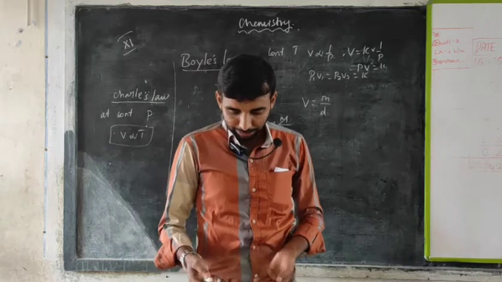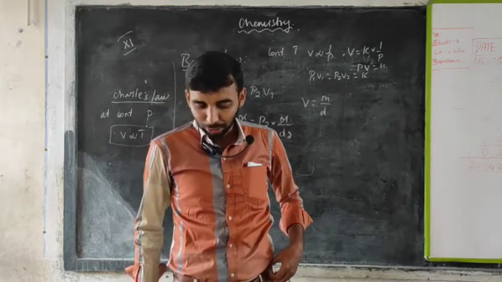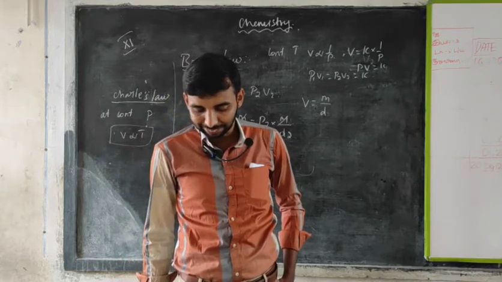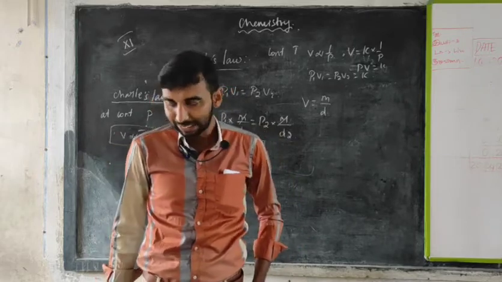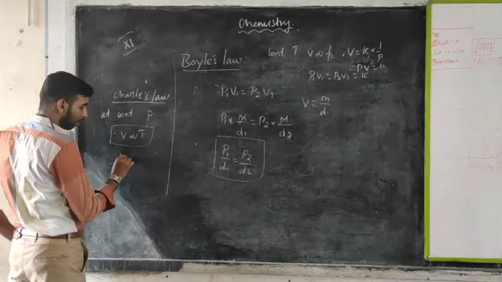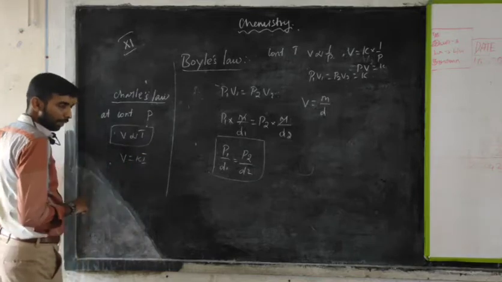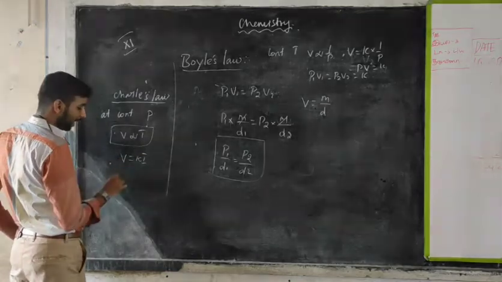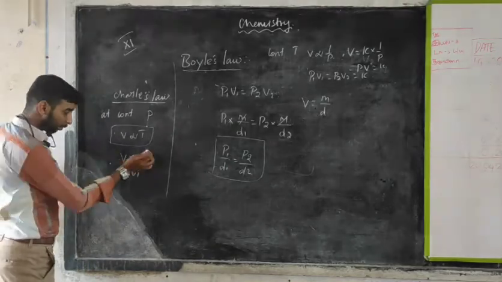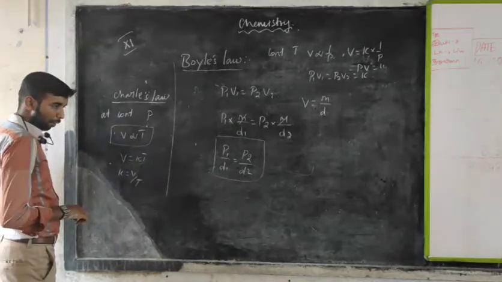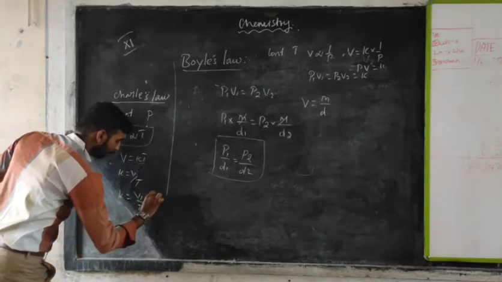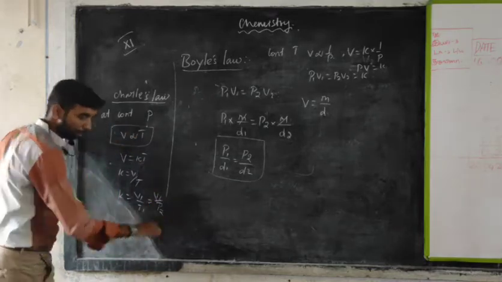If the temperature of a gas increases, the volume also increases in direct proportion, so V divided by T is a constant. For the same system at constant pressure, as you took in the Boyle's system, if you want to remove the proportionality, you should have a constant, K. So V equals K T. For a given mass of gas, V1 divided by T1 equals V2 divided by T2.